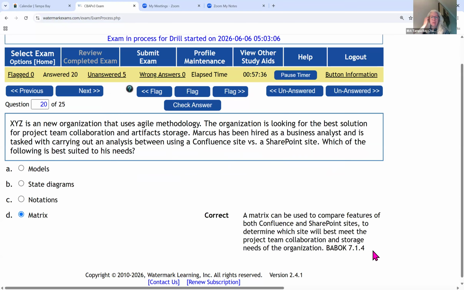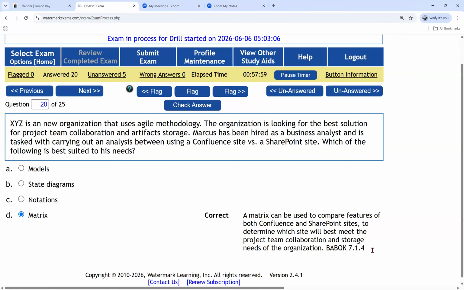So a matrix can be used to compare features of both Confluence and SharePoint sites to determine which site will best meet the project team collaboration and storage needs of the organization. A matrix is literally rows and columns, a spreadsheet, a table, something where you can say they need this, this one is able to do it, this one is not able to do it.